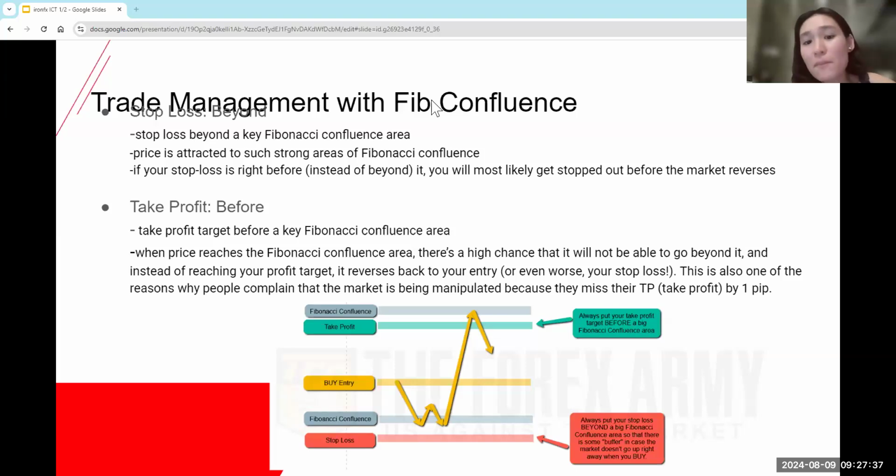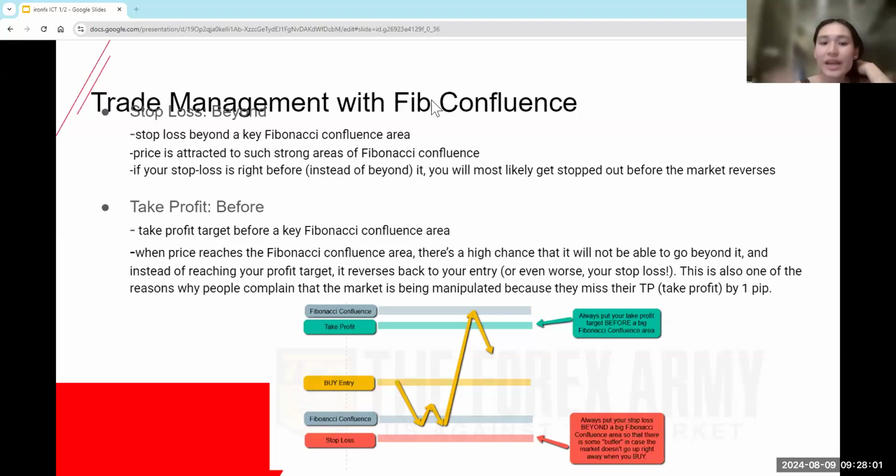Reason being, price is attracted to such areas of confluence. And if your stop loss is right before it instead of beyond it, you will most likely get stopped out before the market reverses. So that's one of the reasons why most people wonder why they got stopped out right when the market starts to reverse, and then they start complaining about stop hunting.